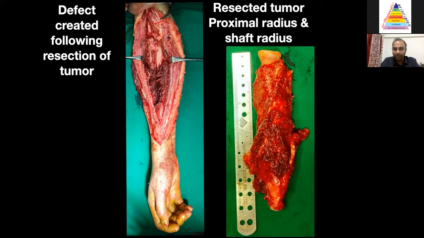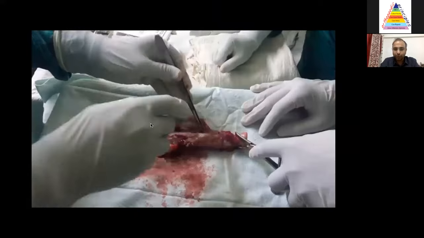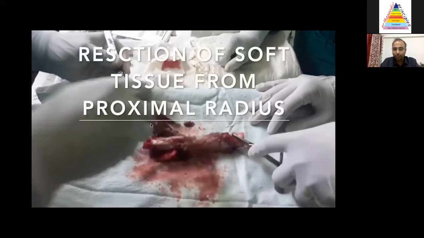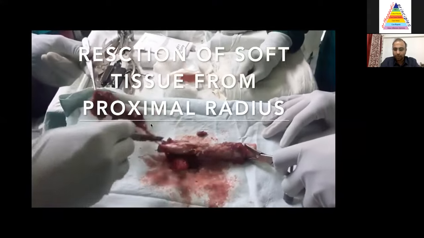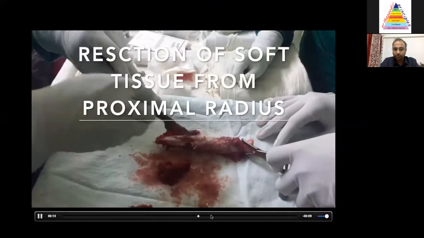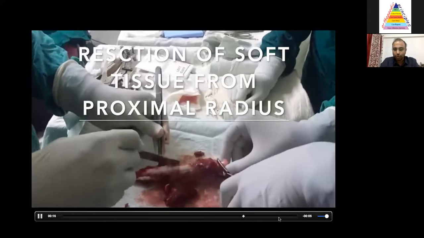Here we can see the tumor is very well defined after chemotherapy, and the tumor is resected with good margins. So we don't have to see the tumor. It's covered totally by the soft tissues. This is how the soft tissues are removed, to make the bone bare of soft tissue again. So all the soft tissue is removed.